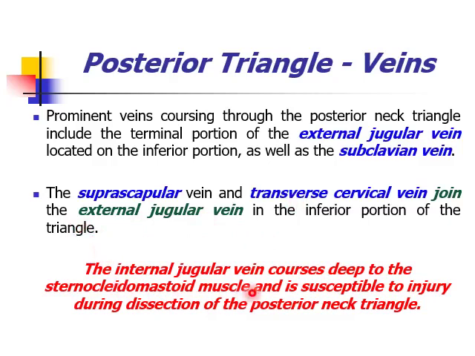The internal jugular vein courses deep to the sternomastoid and is susceptible to injury during dissection of the posterior triangle of the neck. This is a clinically important issue concerning the sternomastoid.